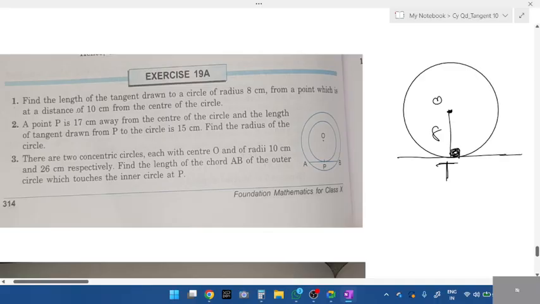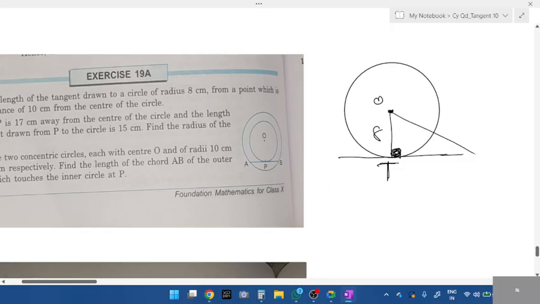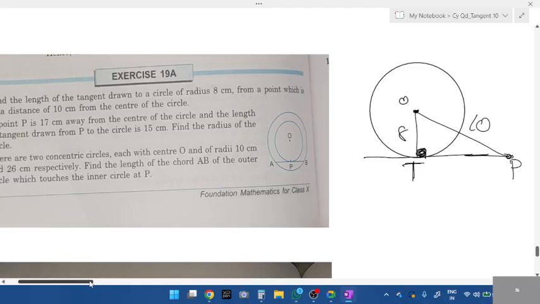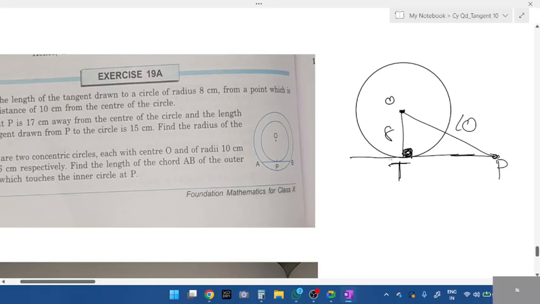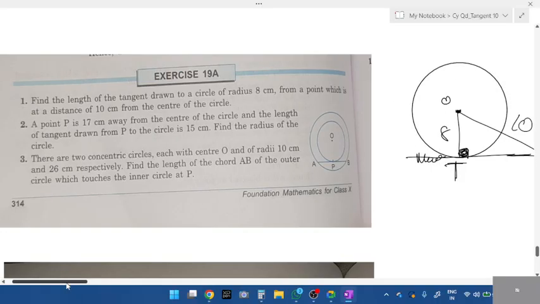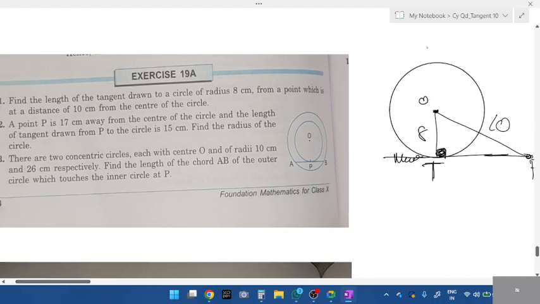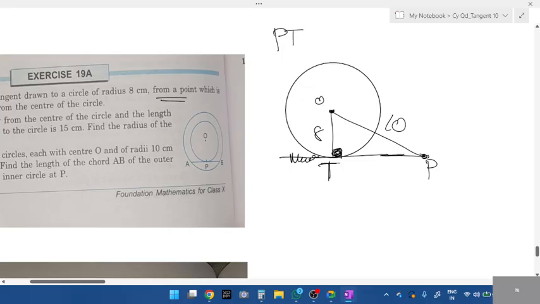From a point which is at a distance of 10 centimeters from the center of the circle. What is the value of this, students? This is 10 centimeters. Let me take P. You can take any alphabet. So the tangent is TP here. Ignore this diagram. I'll read the question. Find the length of the tangent. Here the tangent is PT or TP. Radius is 8 centimeters. So this point P is at 10 centimeters distance from the center of the circle.